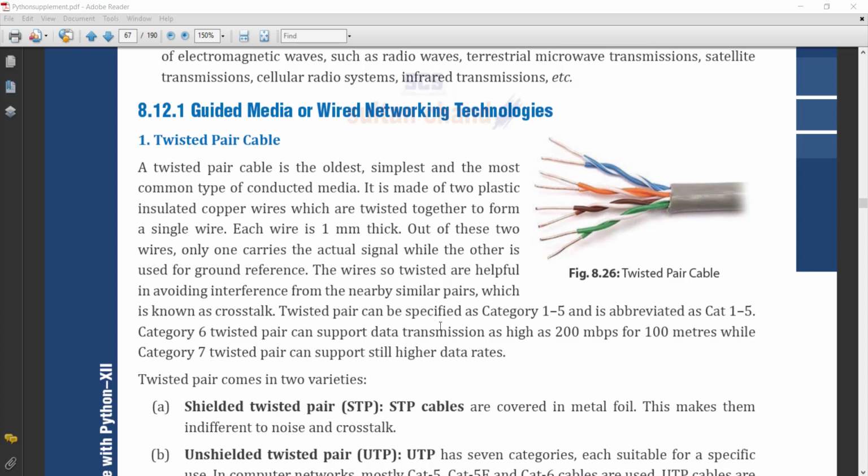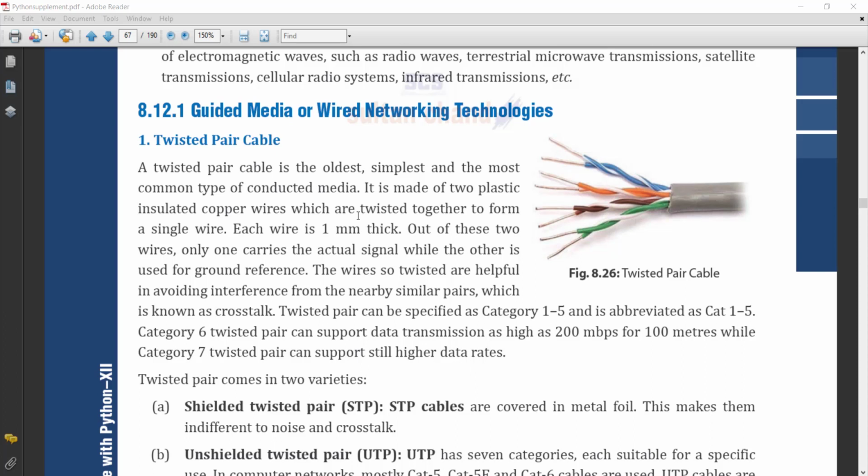Twisted pair can be specified as category 1 to 5, meaning it comes as cat 1, cat 2, cat 3, cat 5, and category 6. Twisted pair can support data transmission as high as 200 Mbps for 100 meters, while category 7 twisted pair can support still higher data rates.